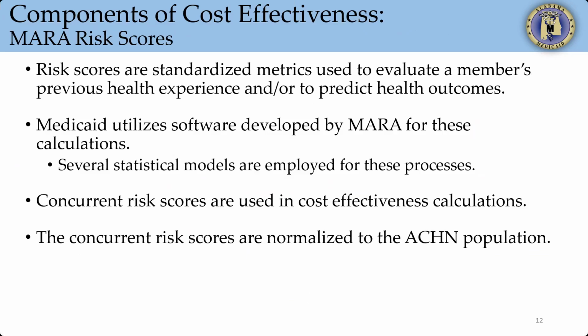Risk scores in general are standardized metrics that are used to evaluate a member's previous health experience and/or to predict health outcomes. Again, like I said, Medicaid utilizes software developed by MARA for these calculations. MARA's software uses several statistical models in order to take the information to create a single score. Concurrent risk scores are used in these cost effectiveness calculations, and the concurrent risk scores are normalized to the ACHN attributed population. Also, as a reminder, other types of risk scores are used elsewhere in the ACHN program. So it's important to note that these concurrent risk scores are used only for the cost effectiveness calculation, and these risk scores are different than risk scores you may see elsewhere.